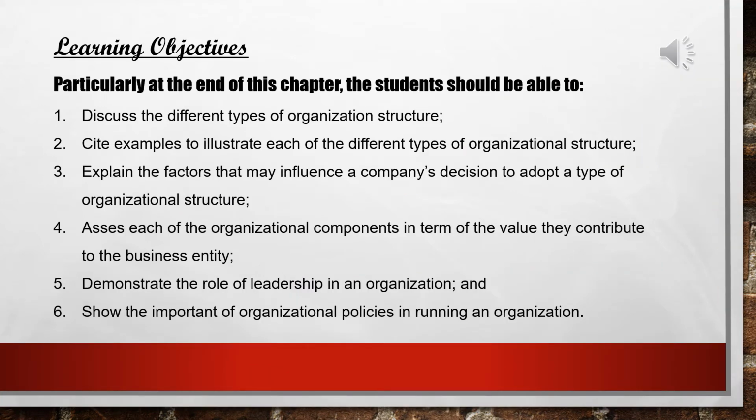Learning objectives, particularly at the end of this chapter, the students should be able to discuss the different types of organization structure, cite examples to illustrate each of the different types of organizational structure, explain the factors that may influence a company's decision to adopt a type of organizational structure, assess each of the organizational components in terms of the value they contribute to the business entity, demonstrate the role of leadership in an organization, and show the importance of organizational policies in running an organization.